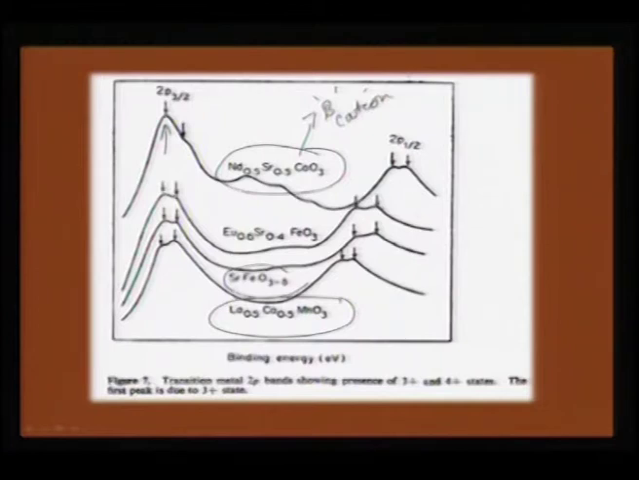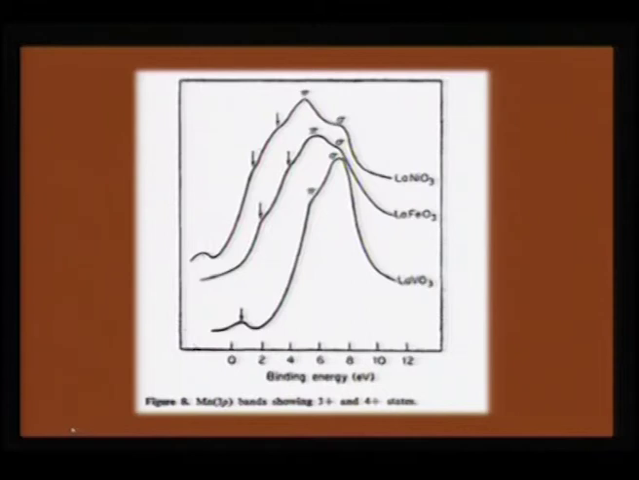And as you see here, when we have mixed valency, the 2p 3/2 is asymmetric with the satellite feature. Therefore, one has to deconvolute this spectra in order to quantify how much of 3+ and how much of 4+ ions are there.